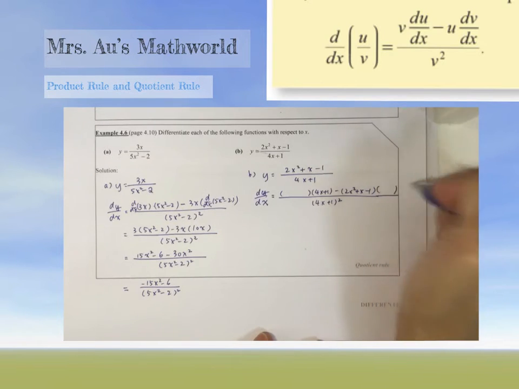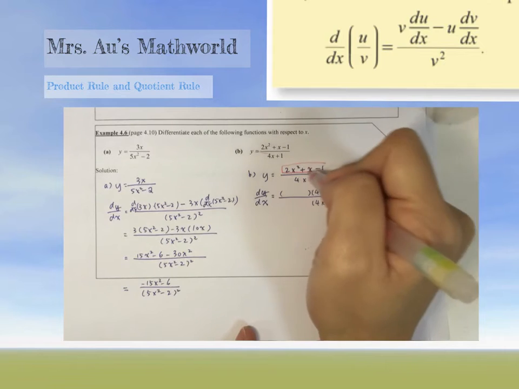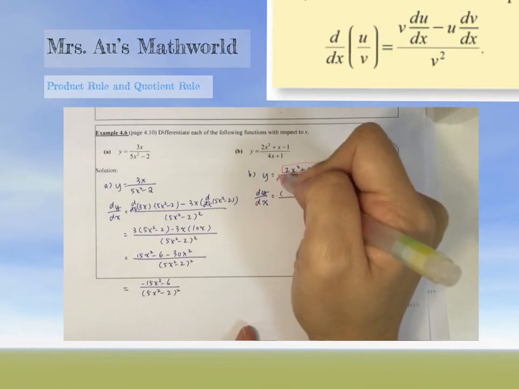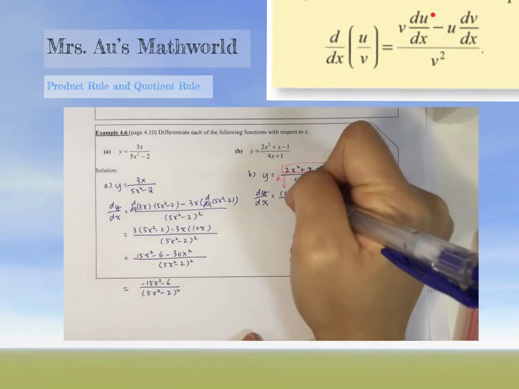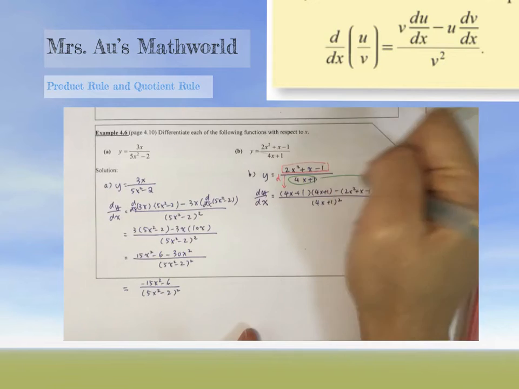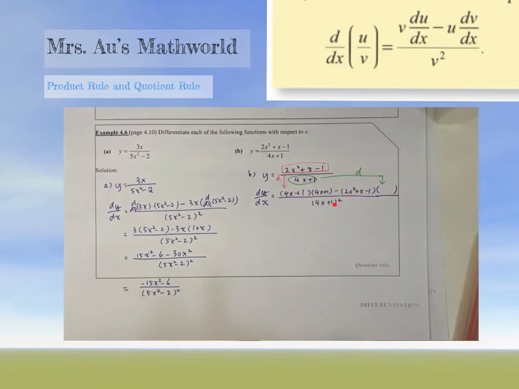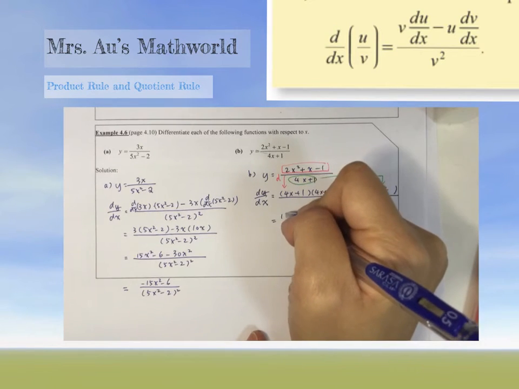So differentiate the first one, keep the second one. Okay, differentiate the first one, keep the second one. And then minus, remember it must be minus. The first one and differentiate the second one.